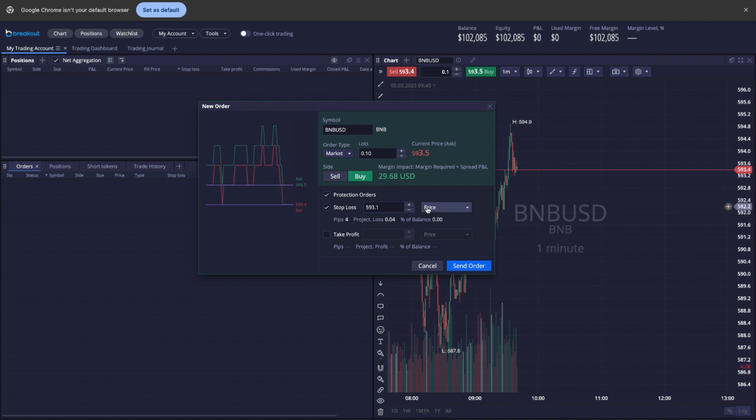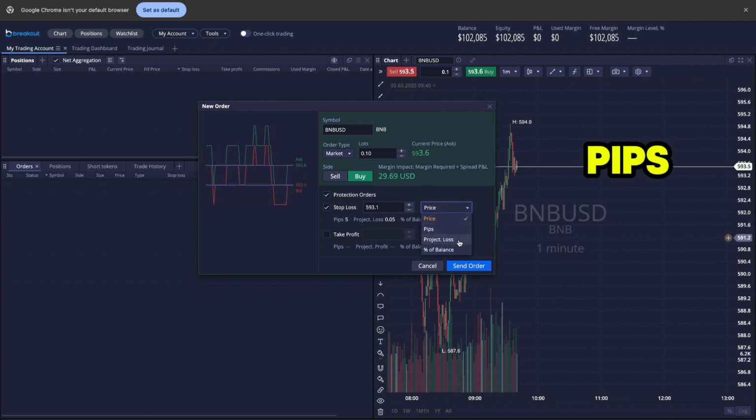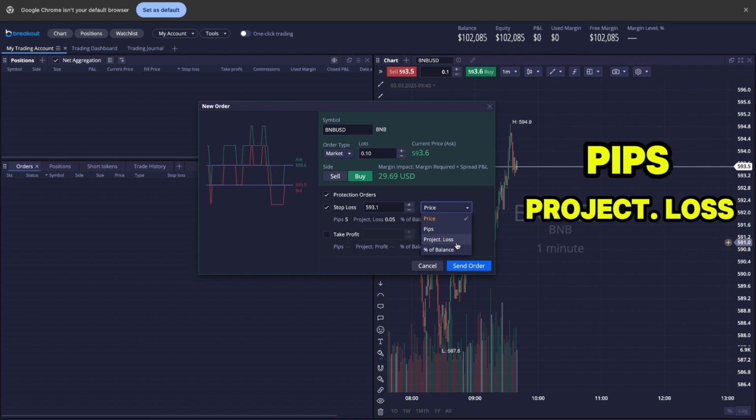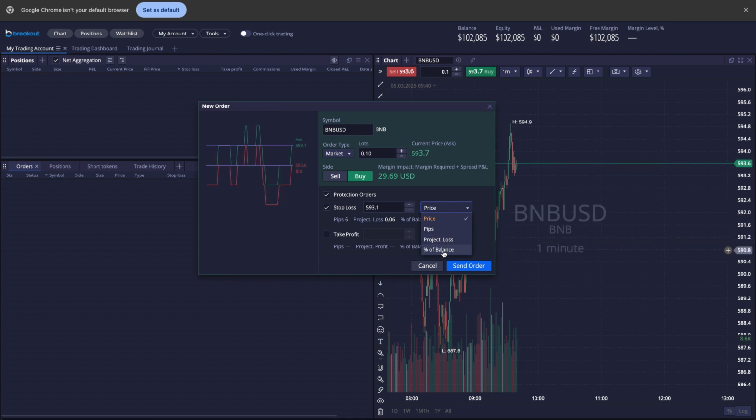Normally it's by price, right? People say, okay, well, I'm going to enter this and I'm going to set this price. With Breakout Prop, you click this right here, it drops down. So you can do pips, projected loss, which is like in dollar amounts, or percent of balance. All three of these are options where the number is not set in stone. The number will be determined after you enter the trade.